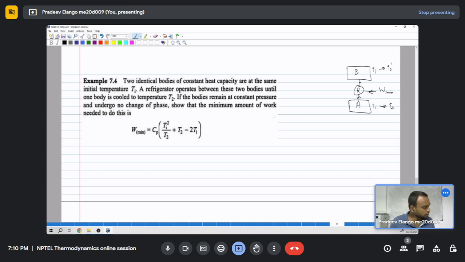So now we can start writing the known expressions. If we say this is Q that is taken away from body A, then to body B the heat delivered is Q plus W min. Now we can calculate Q as M into Cp into the final minus initial temperature, that is Ti minus T2. I am just taking the magnitude because the direction is already given on the diagram. Now Q plus W can be Cp into the temperature rise of body B, that is T2 dash minus Ti.